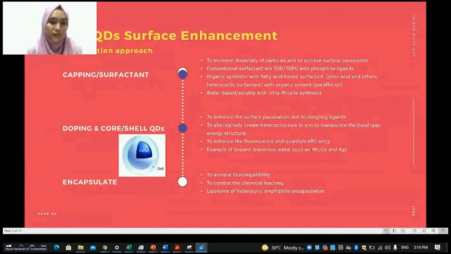For example, the incorporation of zinc selenide with other transition metals such as manganese, nickel, and copper shows improvement in photoreactivity in the photocatalysis process. Dopants serve as a solution for non-radiative recombination centers for photo-excited charge carriers, which will increase the luminescent efficiency and material stability, whereas encapsulation with liposome structure is reported to be a great effort to combat chemical leaching and promote biocompatibility in the quantum dot system.